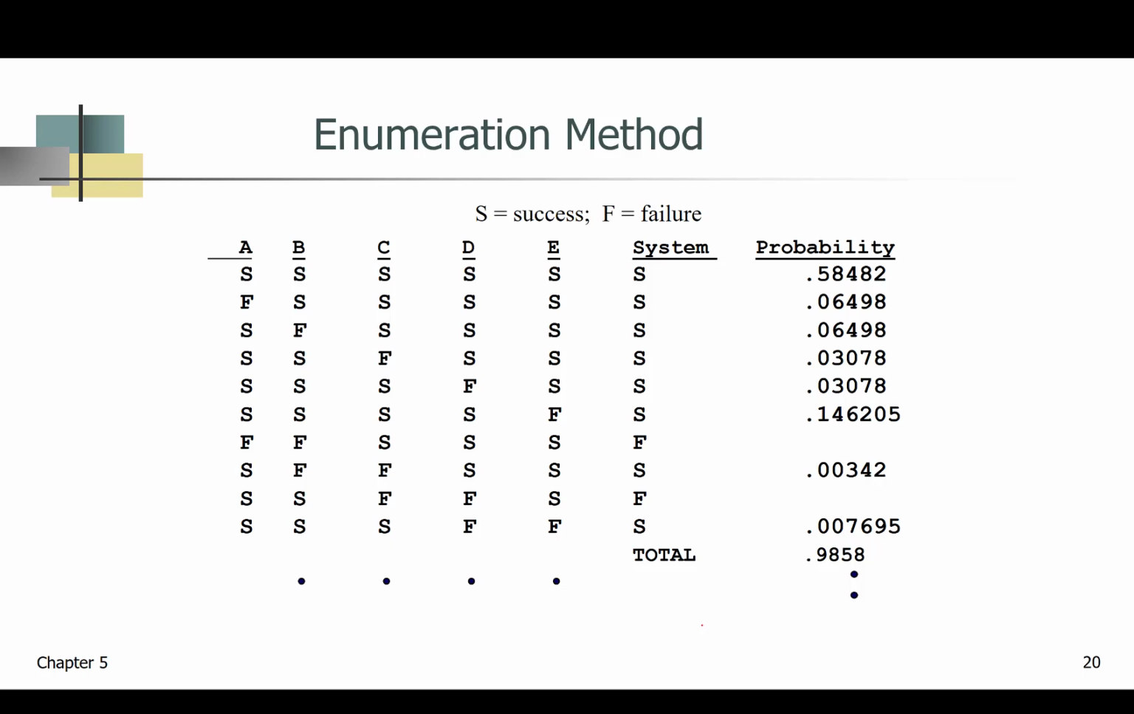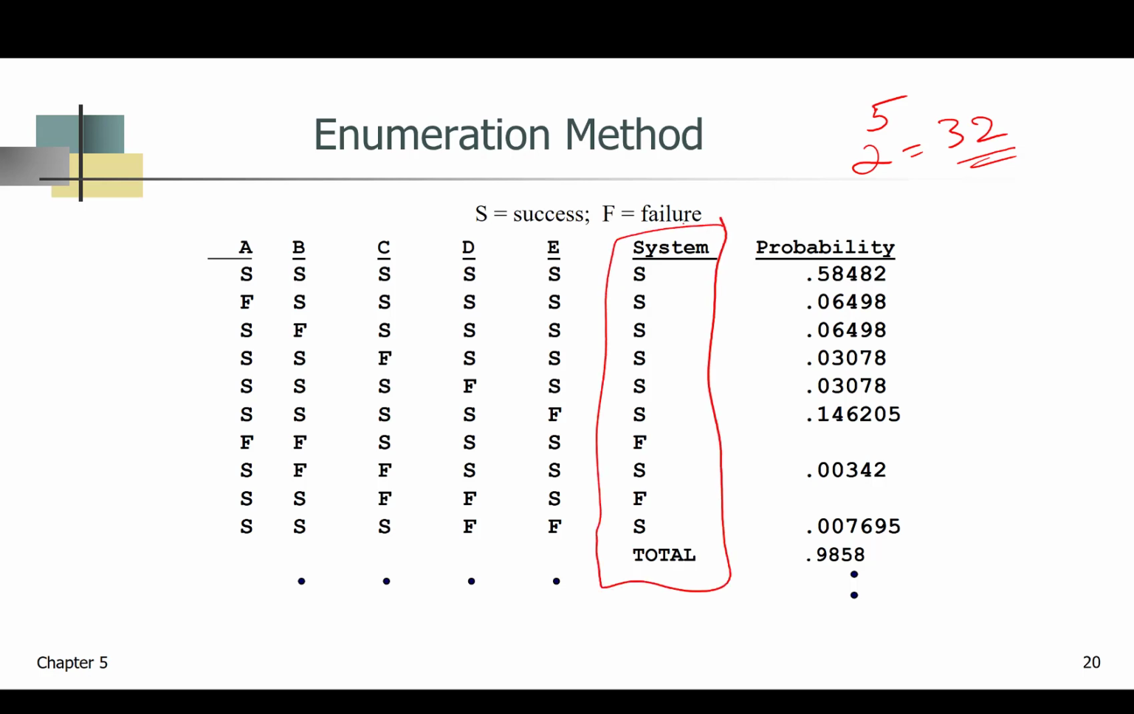We could solve this problem with an enumeration method, given that we have A, B, C, D, and E, or 5 components. 2 to the 5 is 32 different combinations that we can run. Now, only several of them are shown here, but you can see that we have the system outcome shown in one of the columns. So in the first enumeration, we have all the components success, and so the system is successful, and we have this probability.